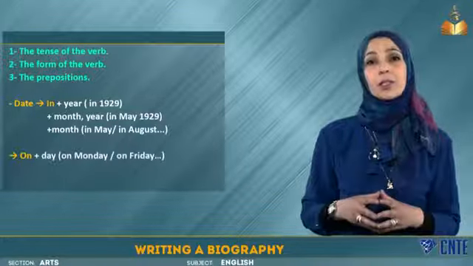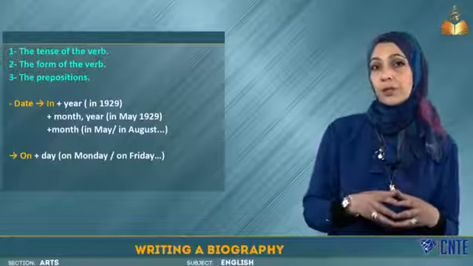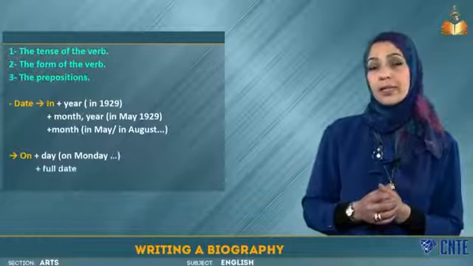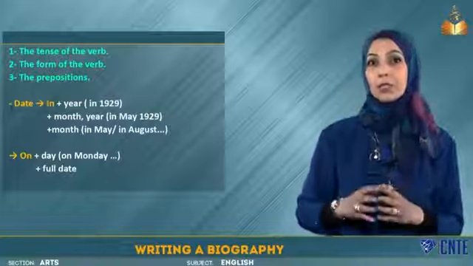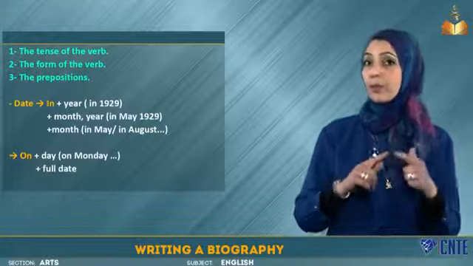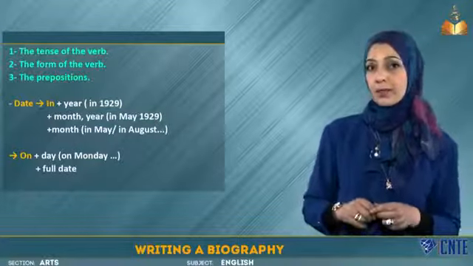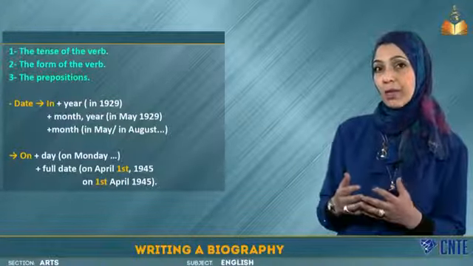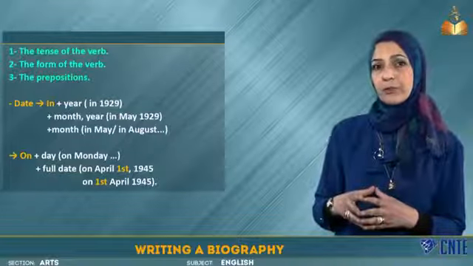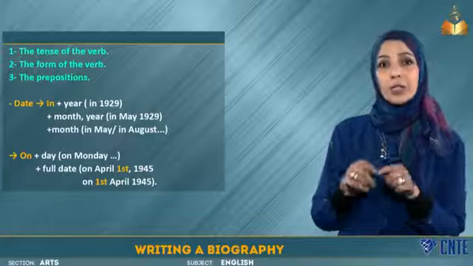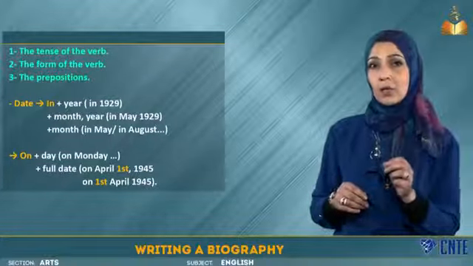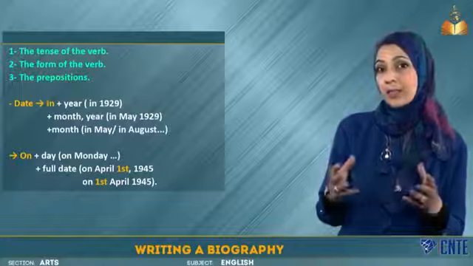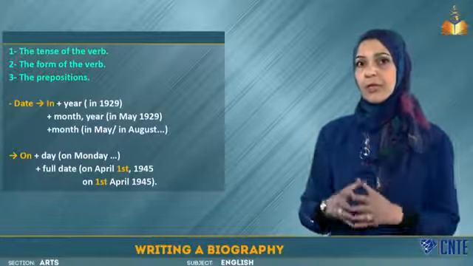The second preposition that we mentioned is on. We use it either if we have a day, like for example on Monday or on Friday, or it can be used if we have a full date, which means a date that includes the day, the month, and the year. For instance, we say on April the 1st, 1945, which is the same as the 1st of April, 1945. In other words, we must write on here because of the presence of the day in the date, which is the first. So the first here indicates the day. And it's not always necessary to say Monday or Tuesday, for instance, to mention the day.